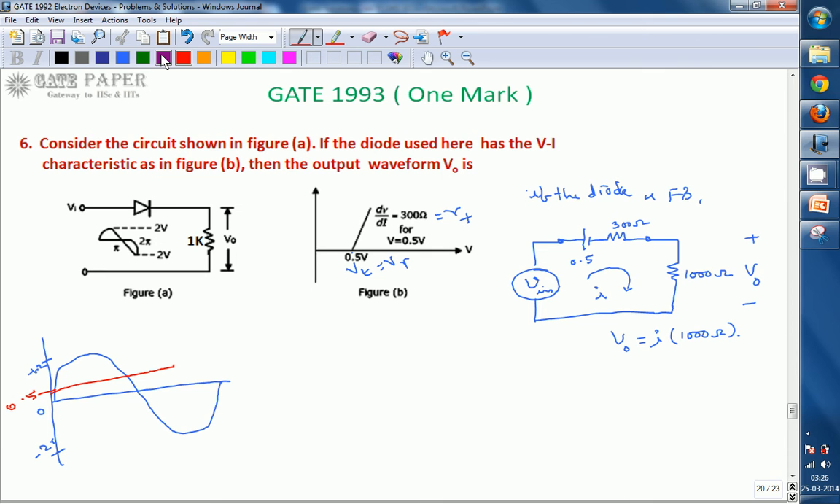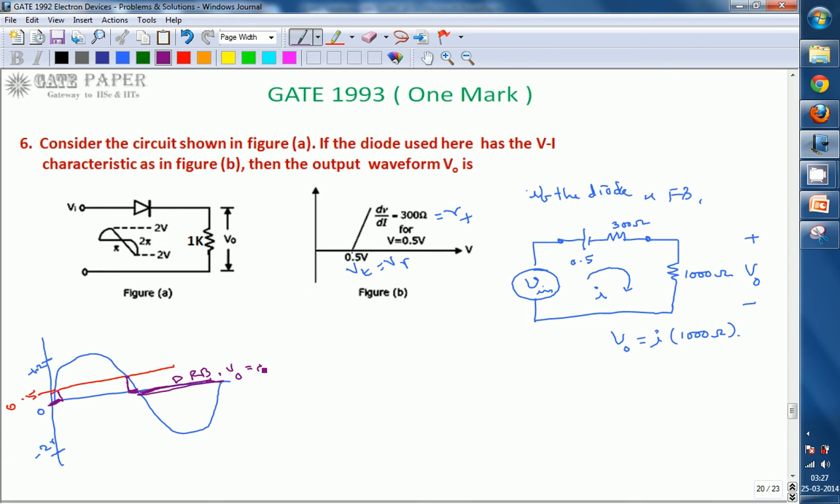If the input voltage is lesser than 0.5 volts, that is during this portion, the diode is under reverse bias so the output is 0. During this portion, again the input voltage is lesser than 0.5 volts, so the diode is under reverse bias, and during the negative portion also the diode is under reverse bias. So in all these portions V0 is equal to 0 volts, because no current flows. Whenever no current flows, the output is 0, since I into R is nothing but 0.